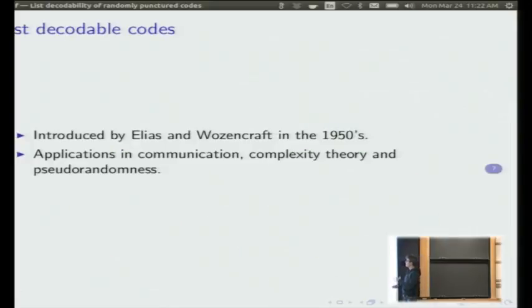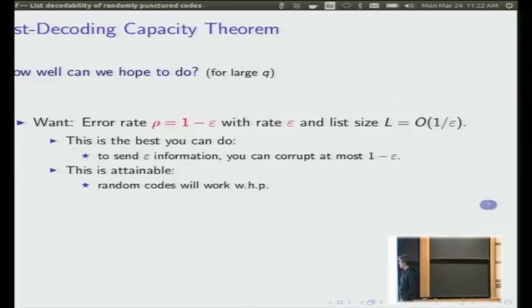Okay, so list decodable codes have been around for a long time. They were introduced by Elias and Wozencraft in the 50s. Since then, they have lots of applications, not just for Alice and Bob and their communication, but also to complexity theory, pseudo-randomness. They're deeply connected to extractors and expanders and stuff like this. It's a very nice combinatorial object. And one question we can ask is, how well can Alice and Bob do at this game? What's the best code we can hope for?